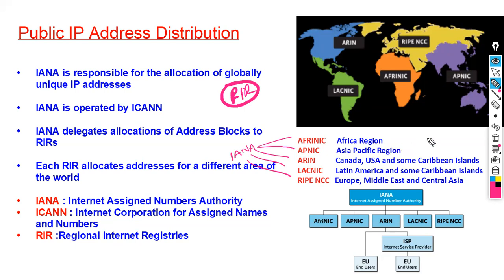Let us say you are living in Africa. You will contact the Africa ISP, whoever the ISP is in your region. This Africa ISP will get the IP address from AFRINIC, and AFRINIC will get the IP address from IANA. Let us say you are in Asia, or in India. You will contact the ISP of your country, ISP India, and it will get the IP address from APNIC. APNIC will get the IP address from IANA. This is how it works. This is the chain.